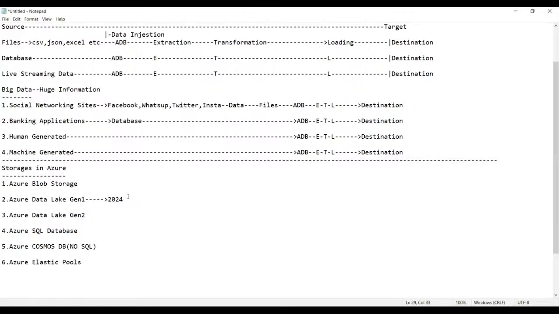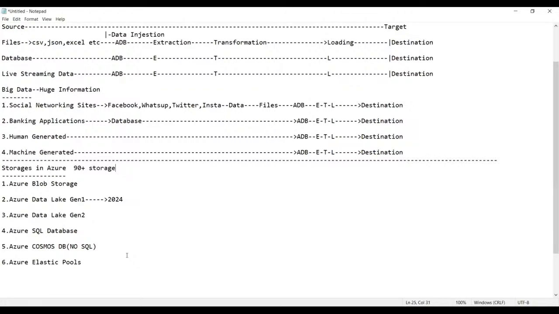That is called as what? Azure Data Lake Gen 1. Okay, guys, Azure Data Lake Gen 1 you cannot create. The rest of all you can create. Now, in Azure, totally you have 90 plus storages. How many? 90 plus storages are there.